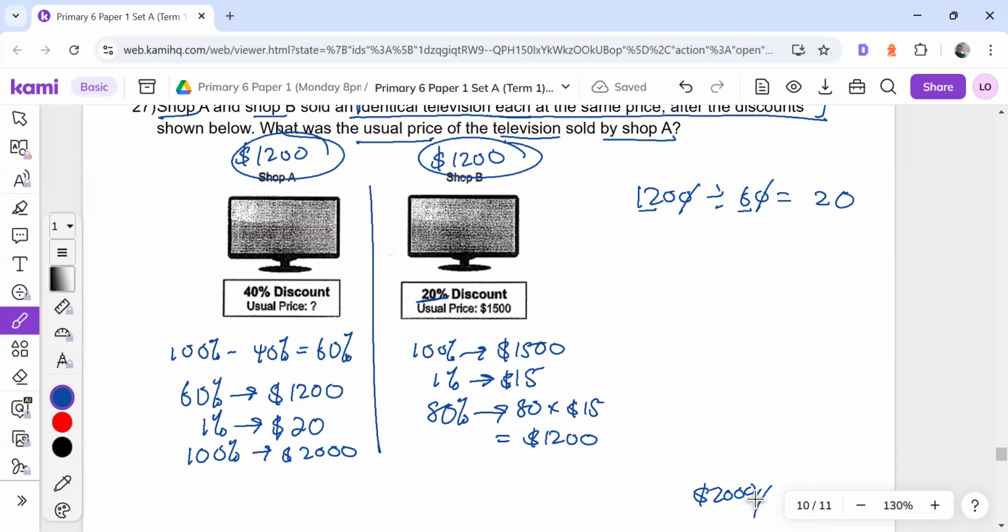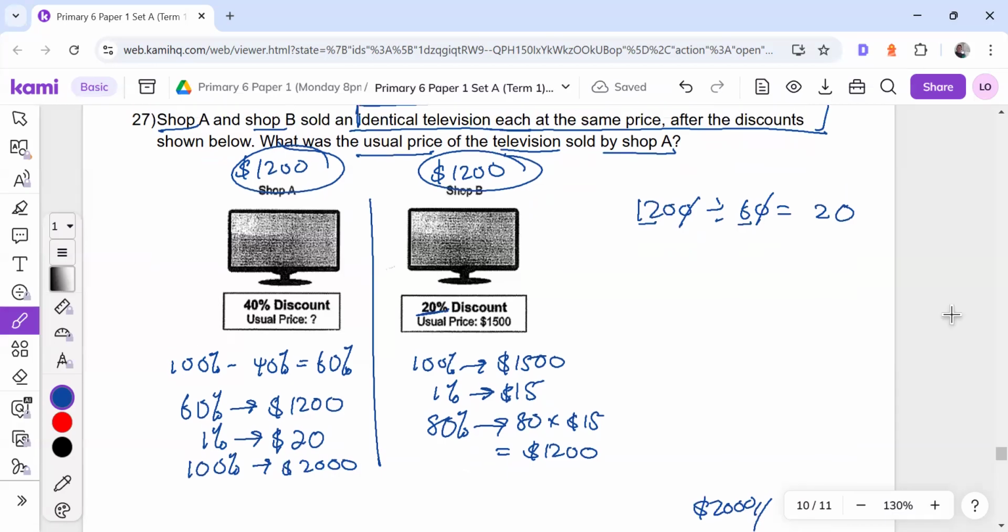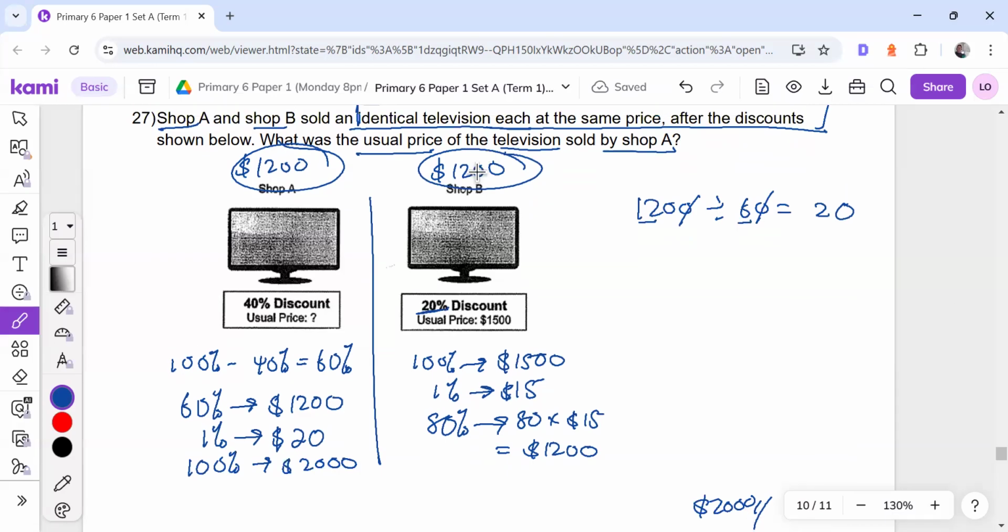Understand? Do you realize that this question was telling you that these two shops sell the TV at the same price? Maybe you got it wrong because you didn't understand that the two shops sell the TV at the same price. Okay, let's go on to the next one.